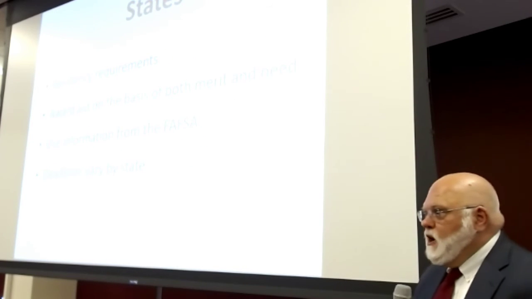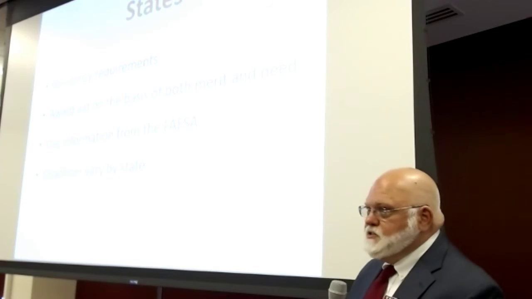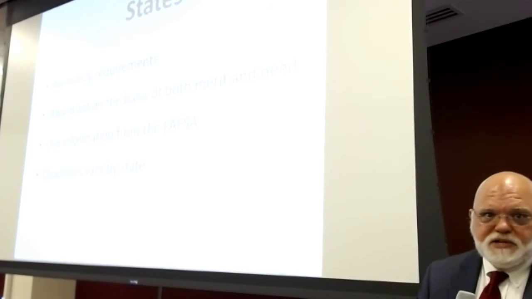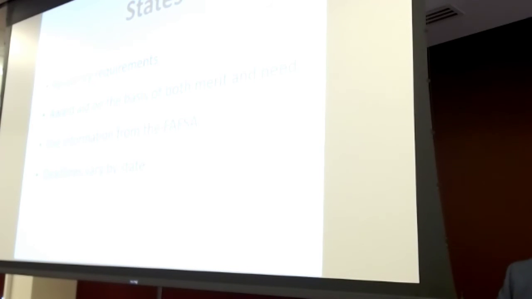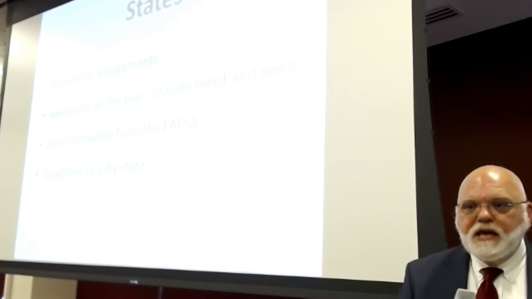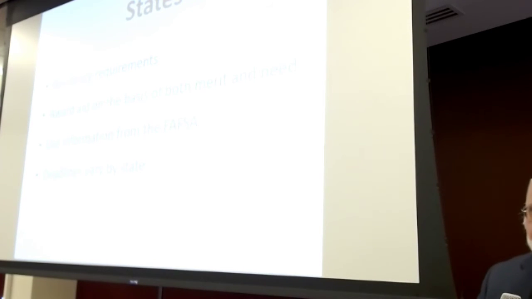The states also offer a grant program, and there used to be a lot of reciprocity in New England. Unfortunately, as state budgets got tighter, that reciprocity ended. And there are usually residency requirements, and it can be awarded based on merit and or need. It uses information from the FAFSA, and there are deadlines. The deadlines vary from state to state. Typically, Massachusetts has a May 1st deadline, but during the pandemic, they have been extending that a short period of time, but plan on May 1st for the Massachusetts deadline.